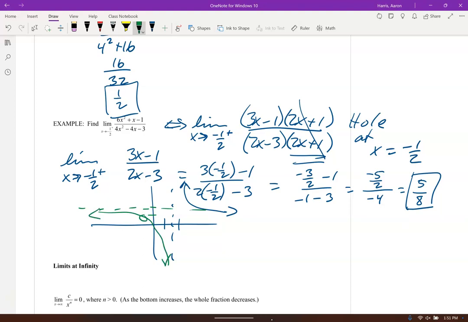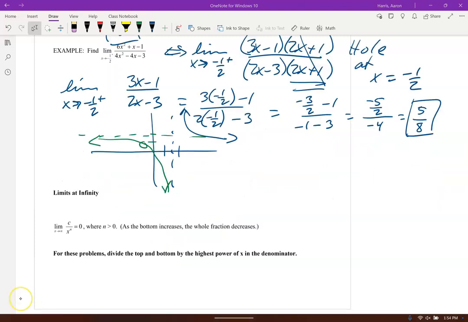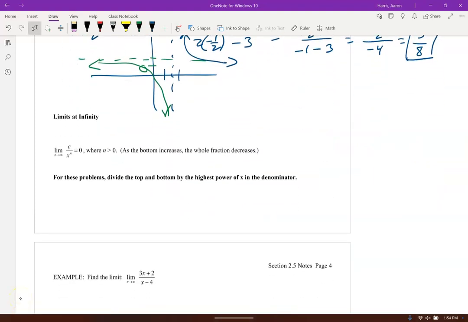I had a hole there, right? But I do have a limit. So -1/2, 5/8. So let's take a look at some infinite limits here. I want you to note this.